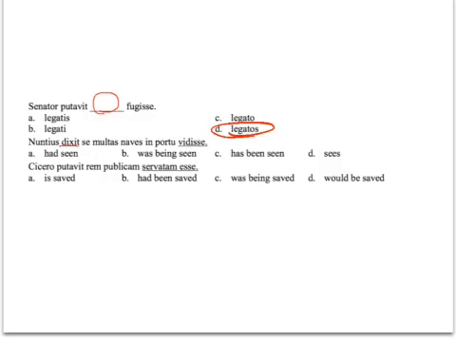So a perfect main verb and a perfect infinitive is translated past perfect, had seen. Again, a perfect main verb with a perfect infinitive is translated as had been seen.